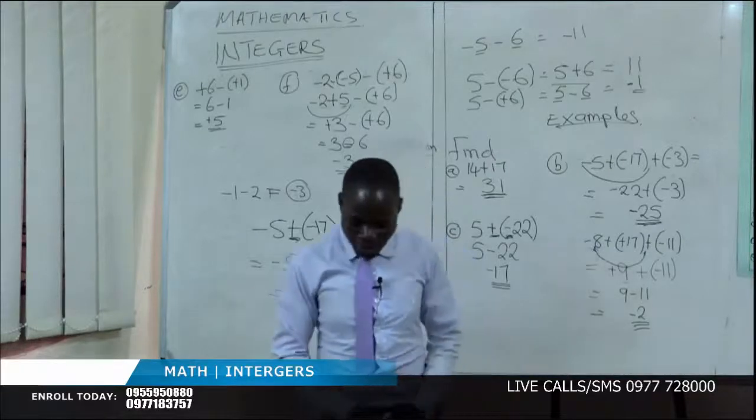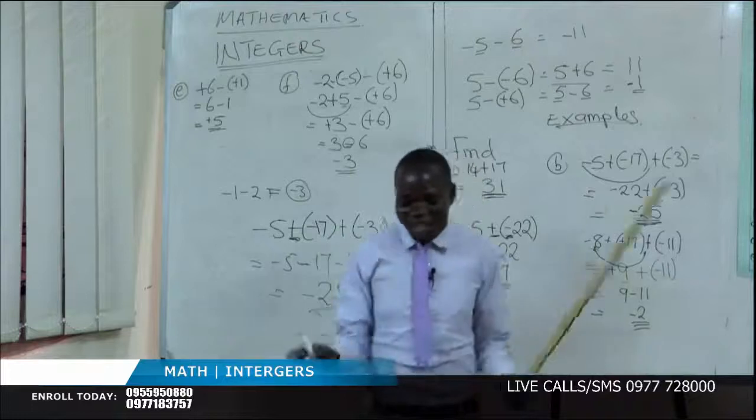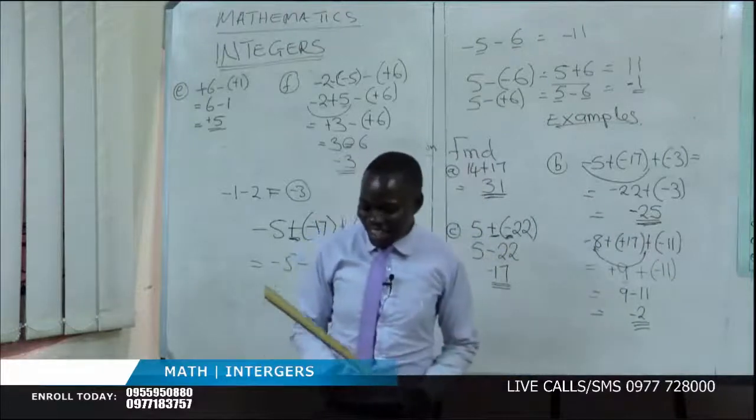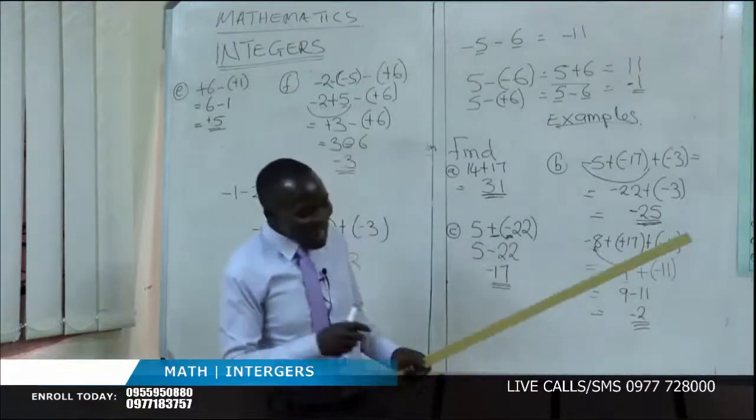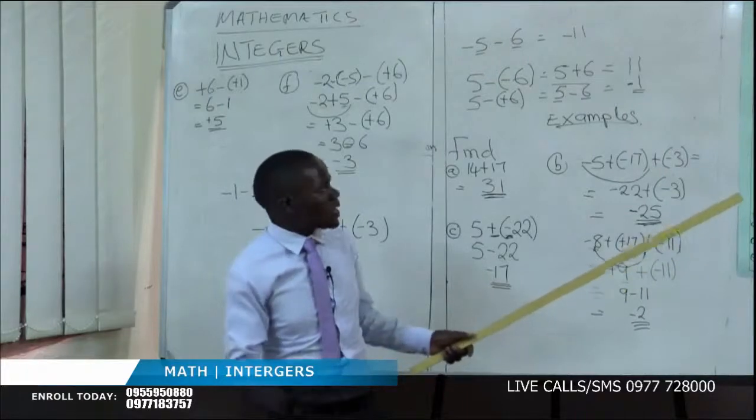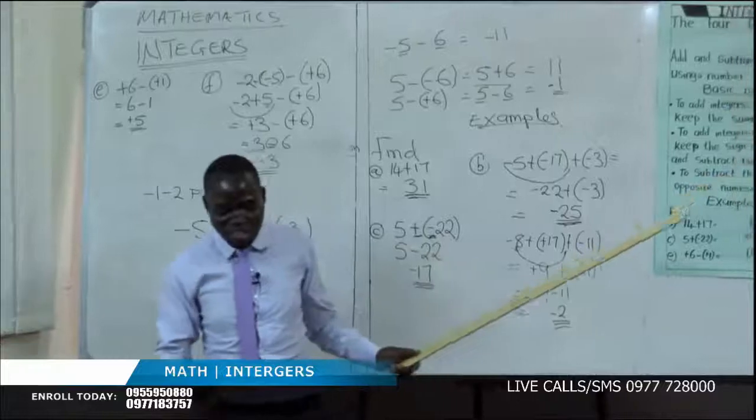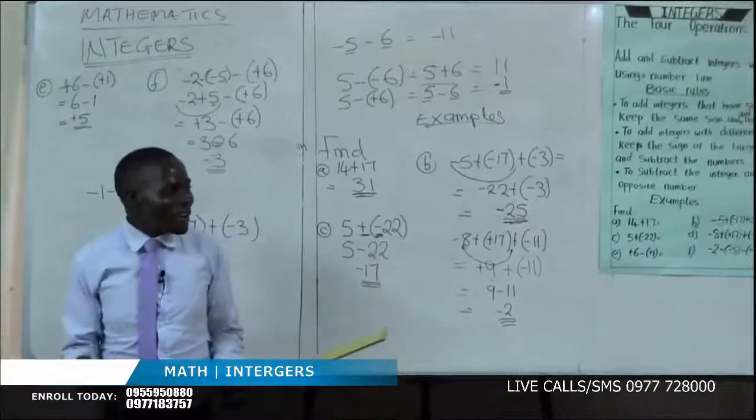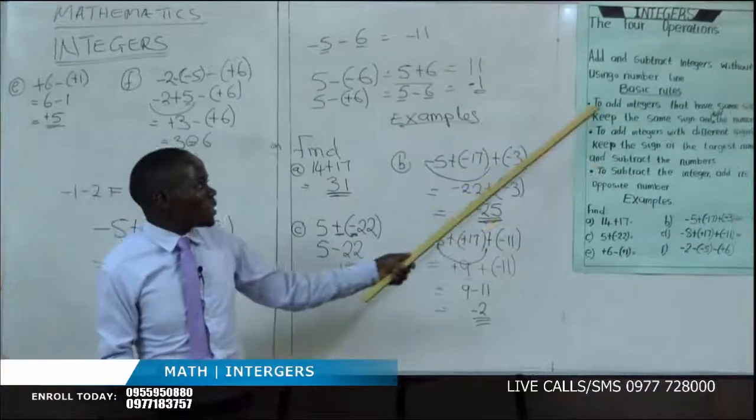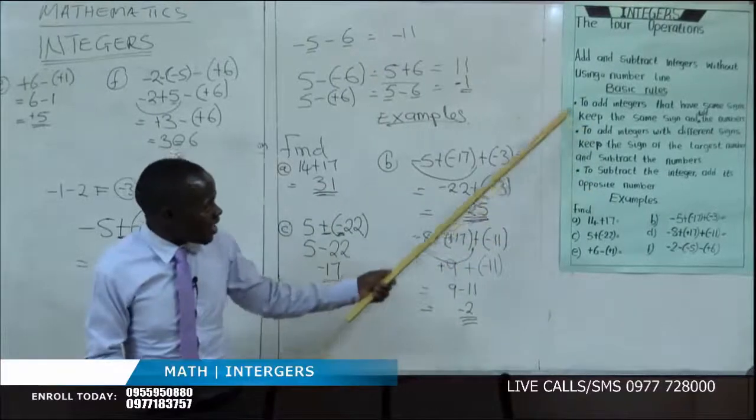Okay, so that's why we said earlier on that you are used to the number line, right? Yes, sir. Grade 7. That's why we are saying now we are introducing a new method, adding and subtracting integers without using the number line. So how can you do that? You have to follow the basic rules that I've written here.